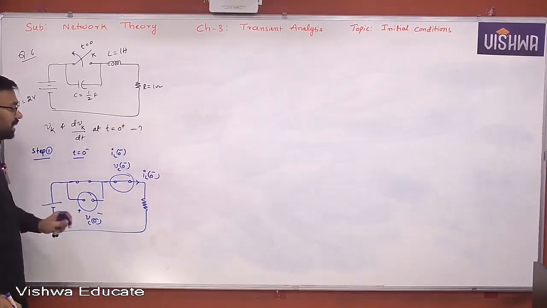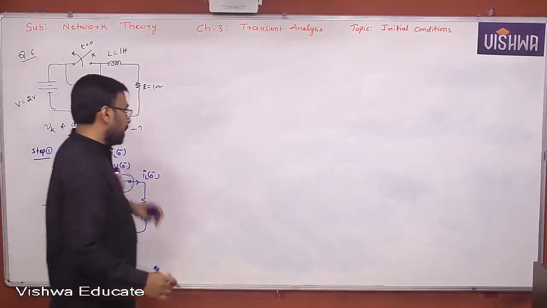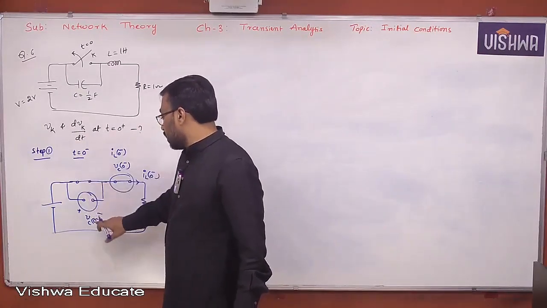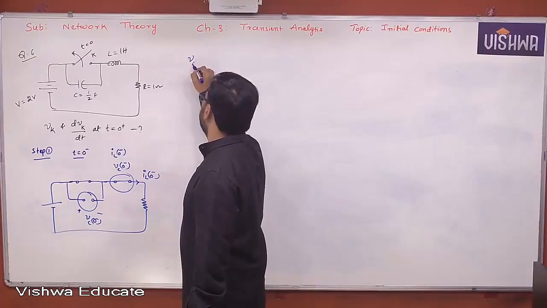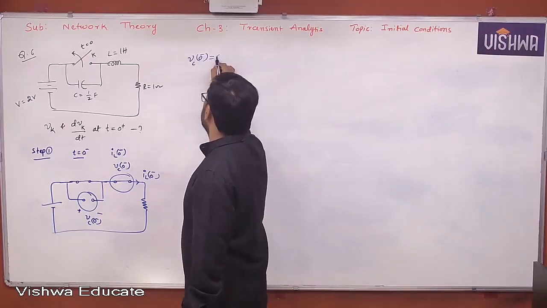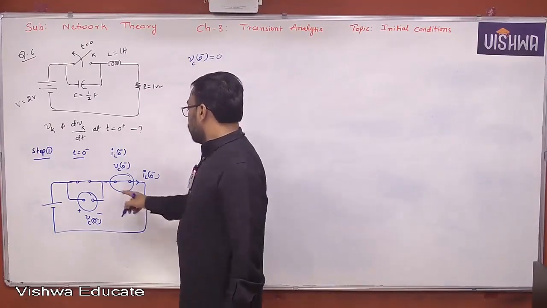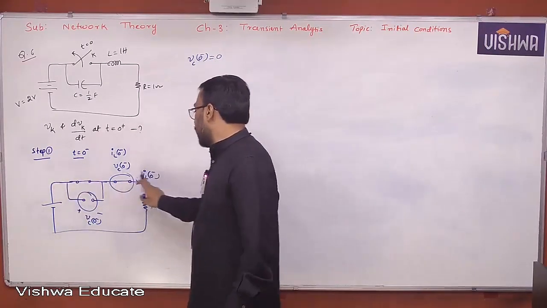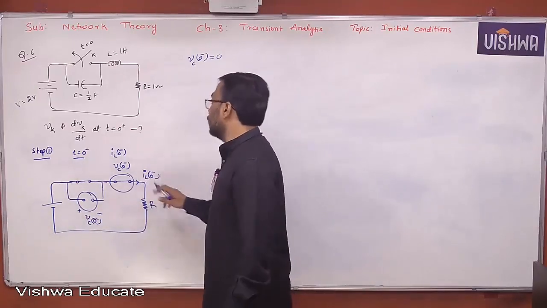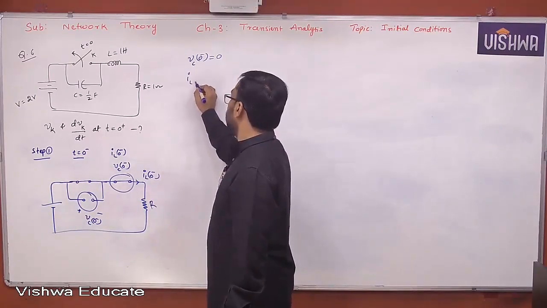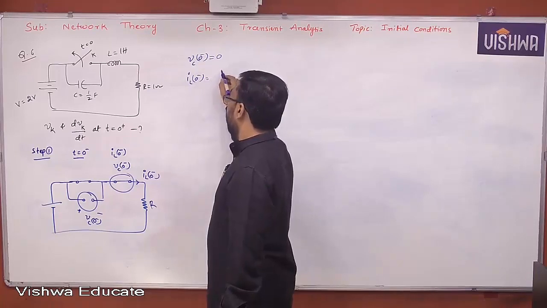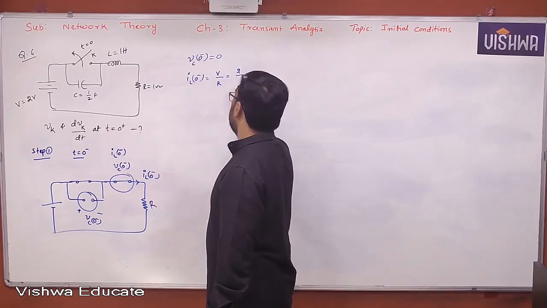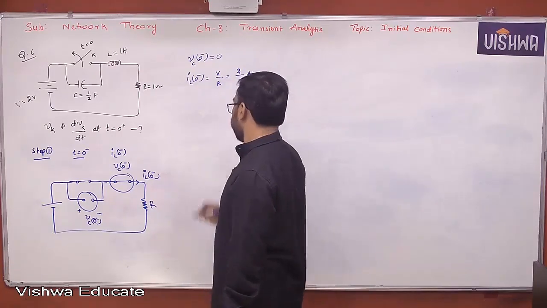Because the first step is always dealing with what? IL of 0 minus and VC of 0 minus. Since the capacitor is across a short circuit, you cannot charge the capacitor keeping a short circuit across it, so VC of 0 minus is 0. Now this is the current flowing through resistor R, and this current passes directly like this. So IL of 0 minus is the voltage source by resistor, 2 volts by 1 ohm, which is 2 amperes.